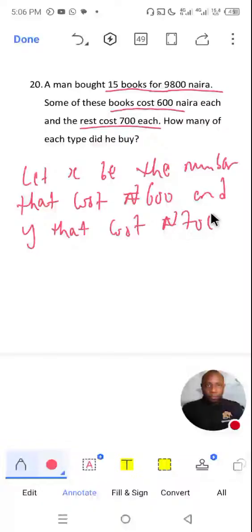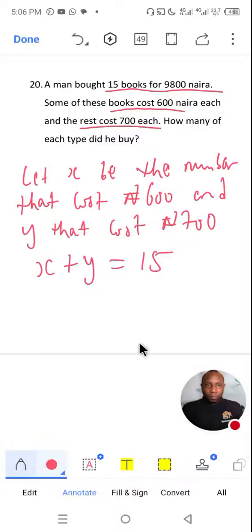All right. Now we already know how many books in total. That's 15. So which means if I add x to y, since x is the number that costs 600 naira and y is the number that costs 700 naira, if I do x plus y, I must equate it to what? 15, because that is the total number of books. Do you understand that now? Very good.